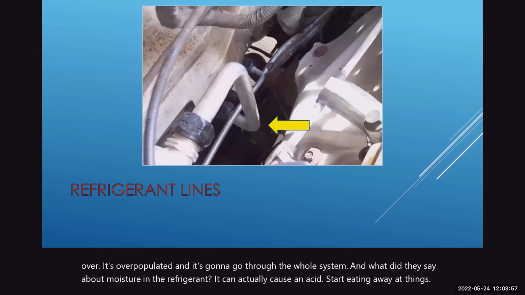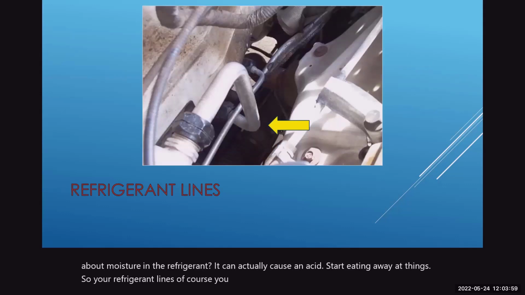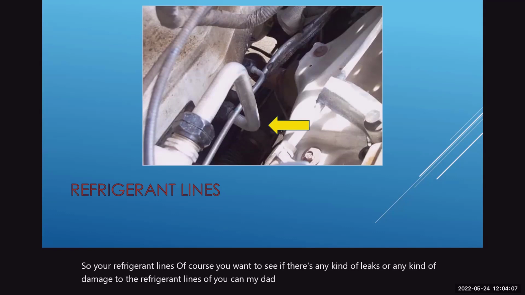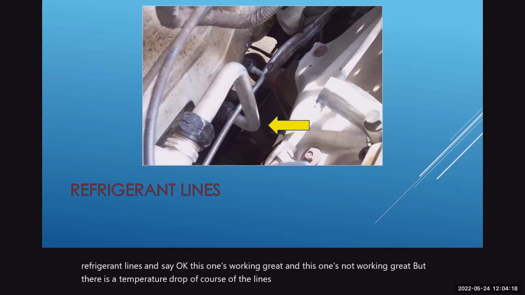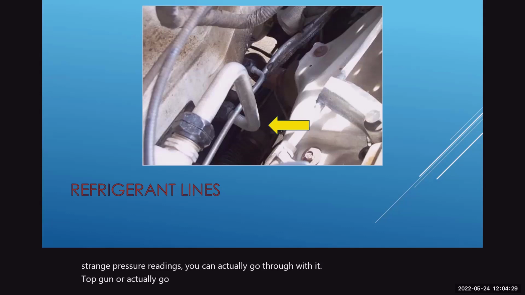So your refrigerant lines, of course, you want to see if there's any kind of leaks or any kind of damage to the refrigerant lines. My dad used to do this too. He used to just touch the refrigerant lines and say, okay, this one's working great and this one's not working great. There is a temperature drop, of course, across the lines, but you want to check for leaks and for any kind of damage. If you start getting some strange pressure readings, you can go through with a temp gun or actually touch the lines. You can identify if there's any kind of a plugged-up system along the way too.